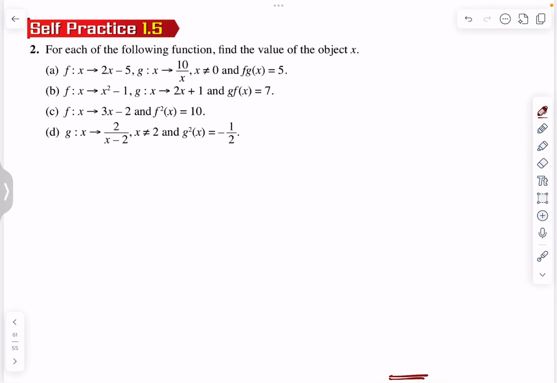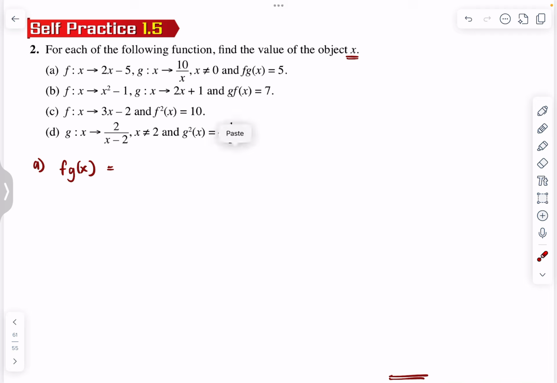Question 2. For each of the following functions, find the value of x. Okay, let's see. So question A, they gave us f(x), they gave us g(x), and they said f(g(x)) is 5. Okay, so this is their version of f(g(x)). We need to find our own version of f(g(x)). Then we compare.